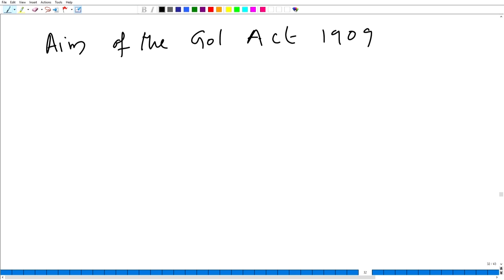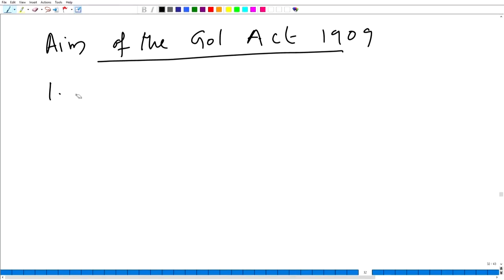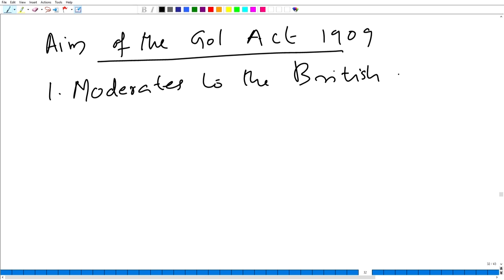Aim of the Government of India Act 1909. As you have been told earlier, the main intention behind the passage of the Government of India Act was to bring the moderates to the British side. There were mainly two intentions behind the passage of the Government of India Act 1909 by the British government. One of the main intentions was to bring the moderates to the British side.